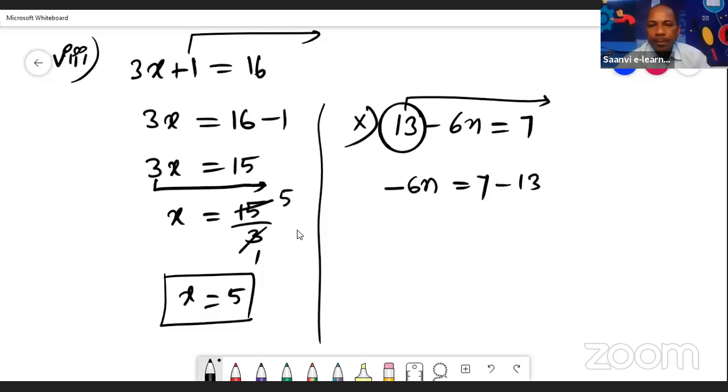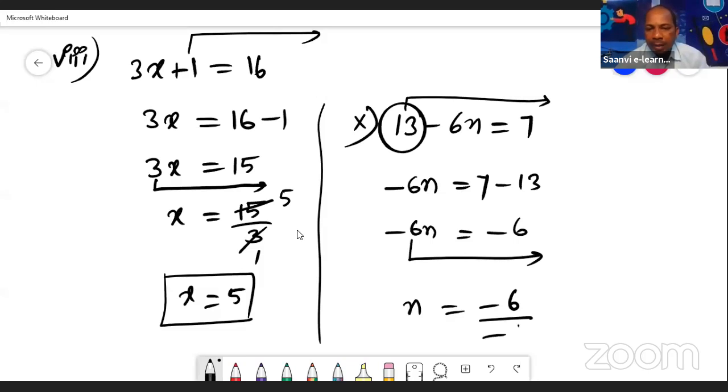Now minus 6n is equal to, simplify this, 7 minus 13. How much? 7 minus 13 is equal to minus 6. Now this minus 6 send this side. So n is equal to minus 6 by minus 6. Why? Because here minus 6n is nothing but minus 6 into n. Minus 6 is multiplying to n. So when this minus 6 is sent this side, it becomes a division quantity. But don't think that because minus 6 is there, when we send this side it becomes plus 6.